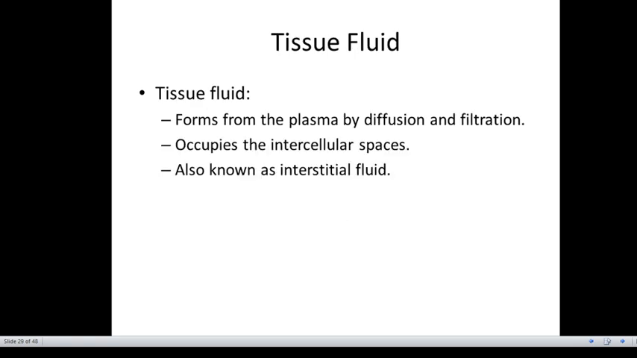Now another fluid compartment is the tissue fluid compartment. The tissue fluid forms from the plasma by diffusion and filtration, and this occupies the intercellular spaces. It is also known more commonly as the interstitial fluid. So we'll be referring to interstitial fluid again and again in our discussion of various topics.